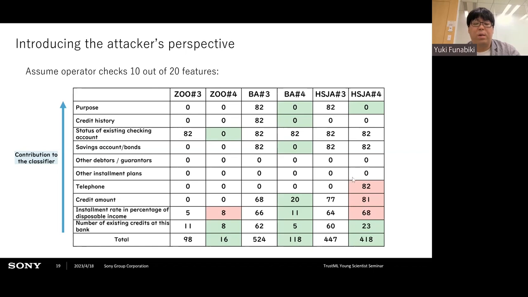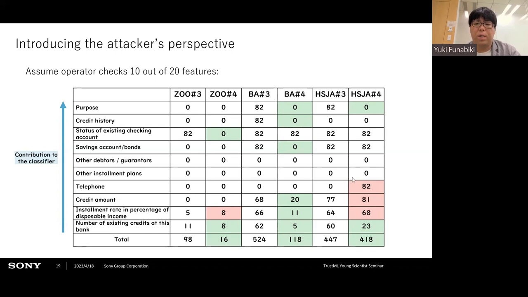So it means in the fourth experiment, the adversarial perturbation should be applied to lower ranked columns. Because, for example, the purpose or credit history, if there are some perturbations in these columns, the operator could find the adversarial examples.